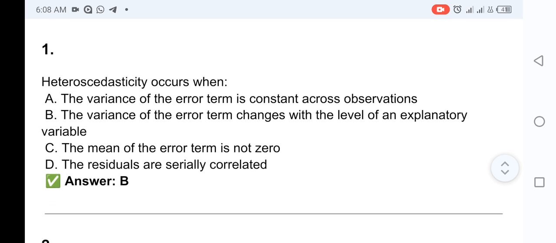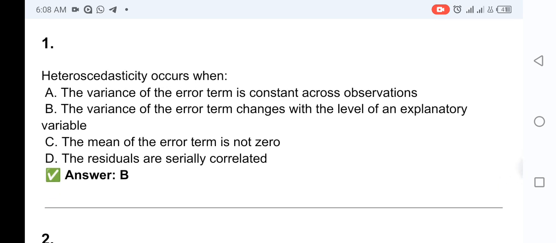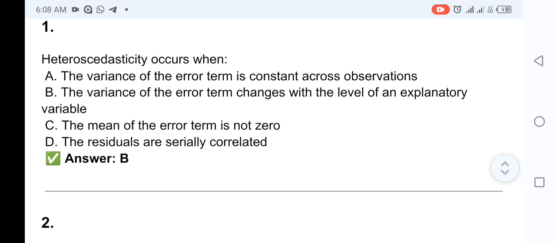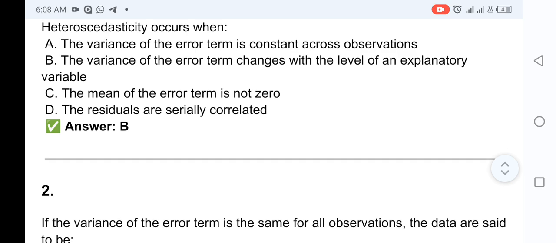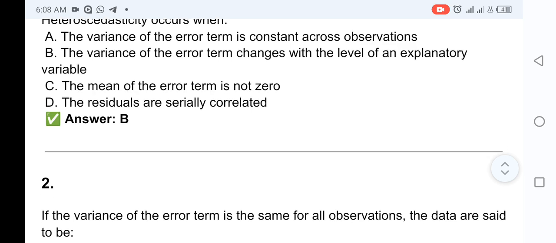1. Heteroscedasticity occurs when: A. The variance of the error term is constant across observations, B. The variance of the error term changes with the level of an explanatory variable, C. The mean of the error term is not 0, D. The residuals are serially correlated. Answer B.